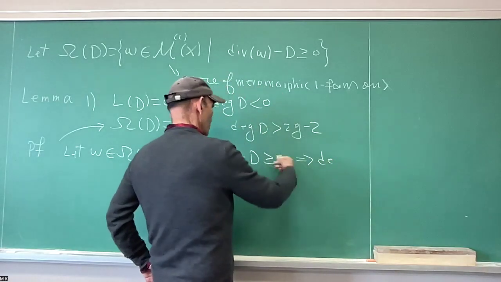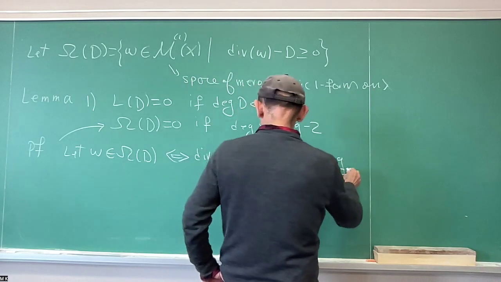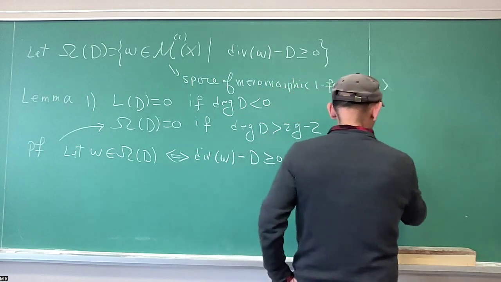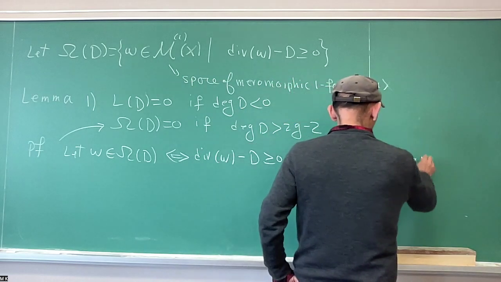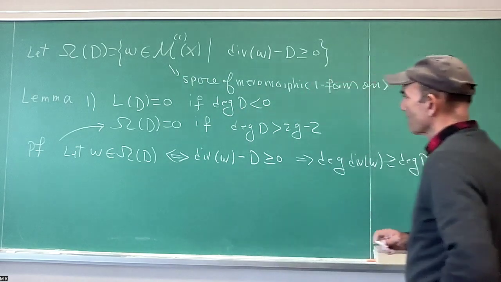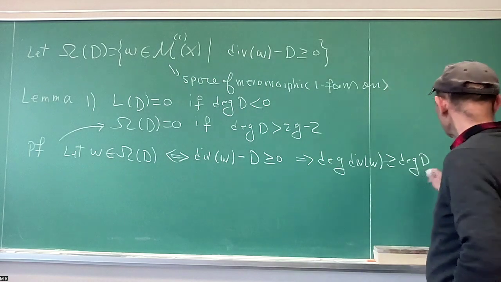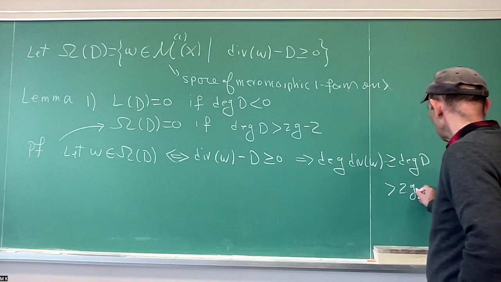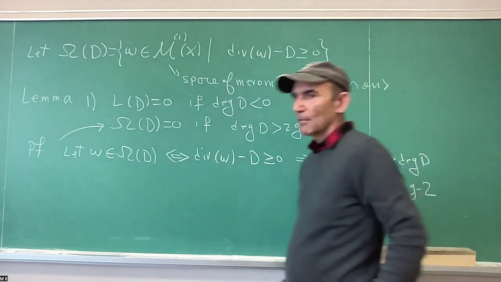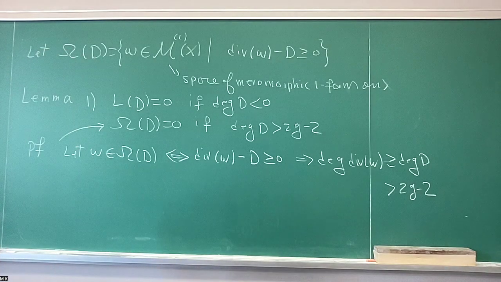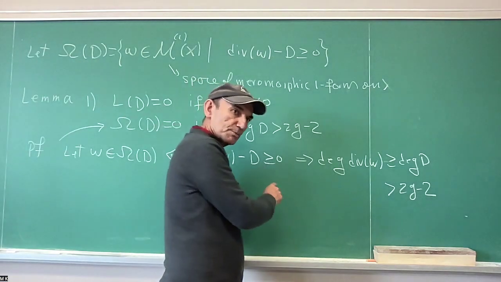This is only one direction. It's not the other way around by any means. We get that the degree of the divisor of omega minus D is bigger than or equal to the degree of D. But the degree of D, we are told, is bigger than 2g minus 2. So this is bigger than 2g minus 2. If there is a meromorphic one-form which is in this space, then its degree has to be like that, right? Is that possible? So this is the question. Is this possible?